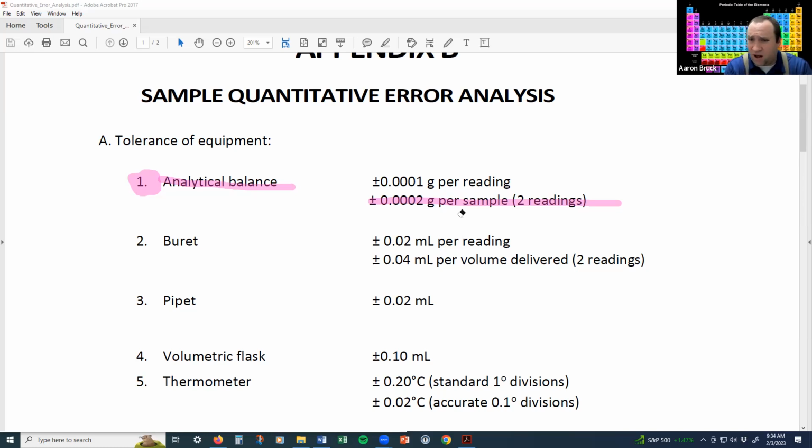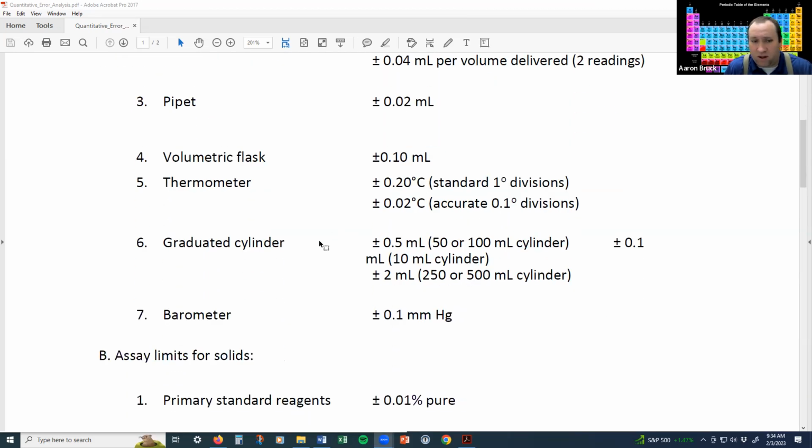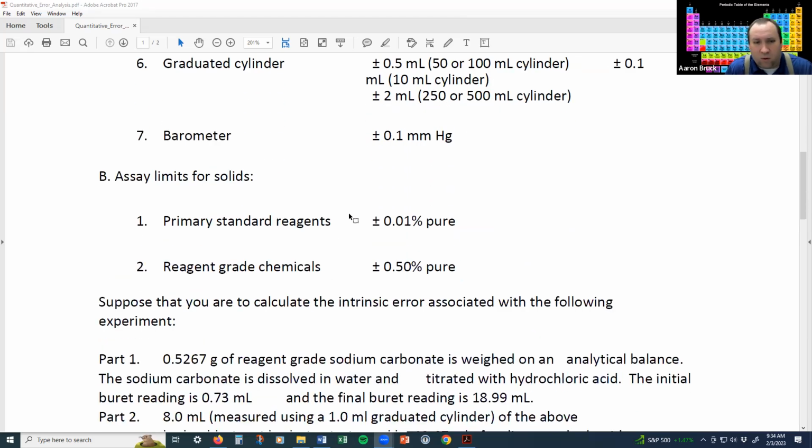This is no different, right? I've got this mass and I've got this mass, and I'm going to do that however many times. So in this case, that's really the only piece of equipment that we have to worry about. The other thing that we would want to worry about is what we call assay limits. These are purity standards. If I'm looking at the solids that I'm using, we can assume that they're relatively pure, but they might have some impurities in them.